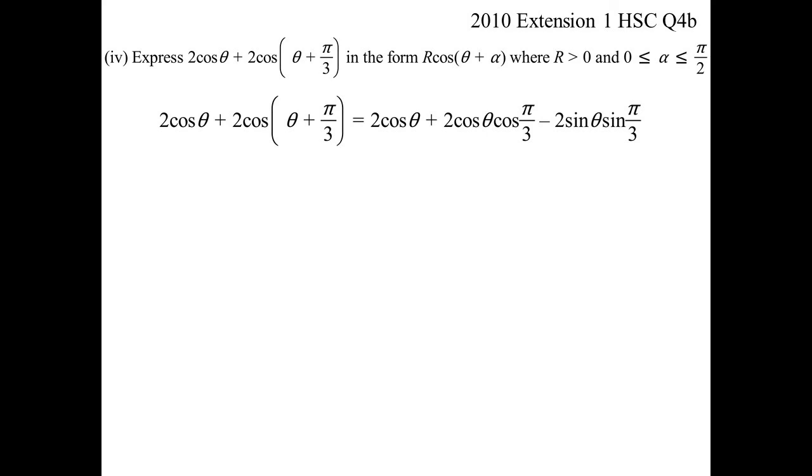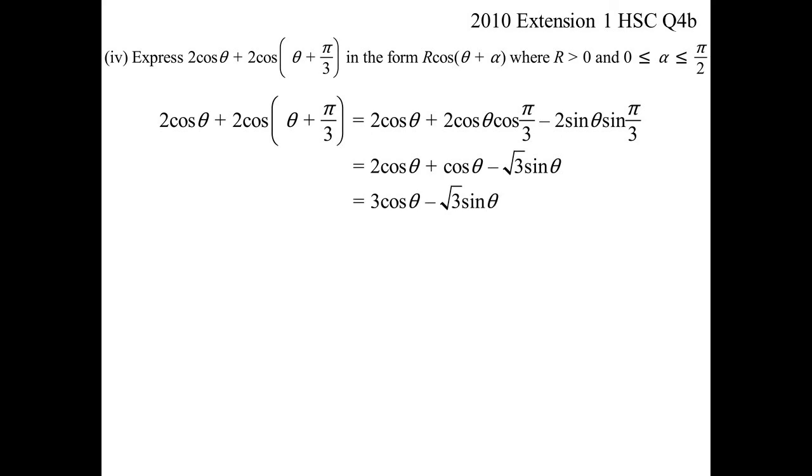2010 HSC, express 2 cos theta plus 2 cos of theta plus pi on 3 in the form r cos theta plus alpha. Oh, that's a little bit different. So, okay, what I did was I expanded out the cos of theta plus pi on 3 just to see what's happening there. So I've got 2 cos theta plus 2 cos theta cos pi on 3 minus 2 sine theta sine pi on 3. But I can now group the cos thetas together. Cos pi on 3, of course, is a half. Sine pi on 3 is root 3 on 2.